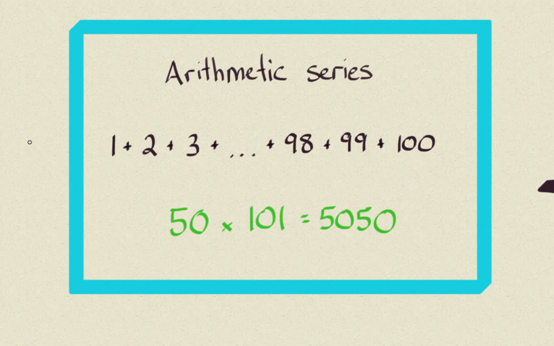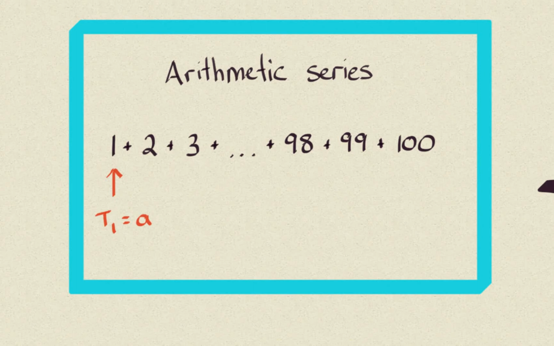Well, in the last lesson we looked at arithmetic sequences, which is where we have some starting value, or some term 1 that we call A, and then as we go from one term to the next, there is always the same common difference, D. So the only difference here is that instead of a sequence, it is now a series, because we are adding all of the terms in the sequence.